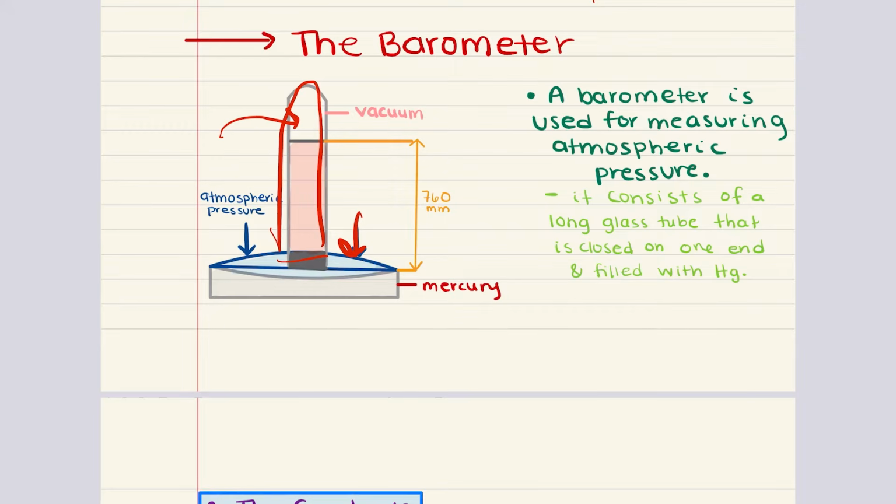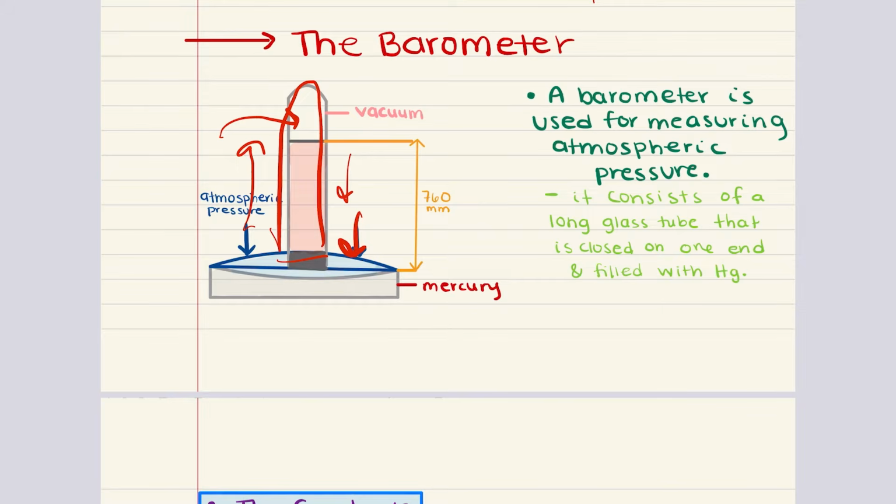The weight of the mercury column inside the tube creates a downward force due to gravity, and this is balanced by the atmospheric pressure pushing on the reservoir. If the atmospheric pressure increases, it pushes more mercury up into the tube. And if the pressure decreases, then the mercury levels drop.